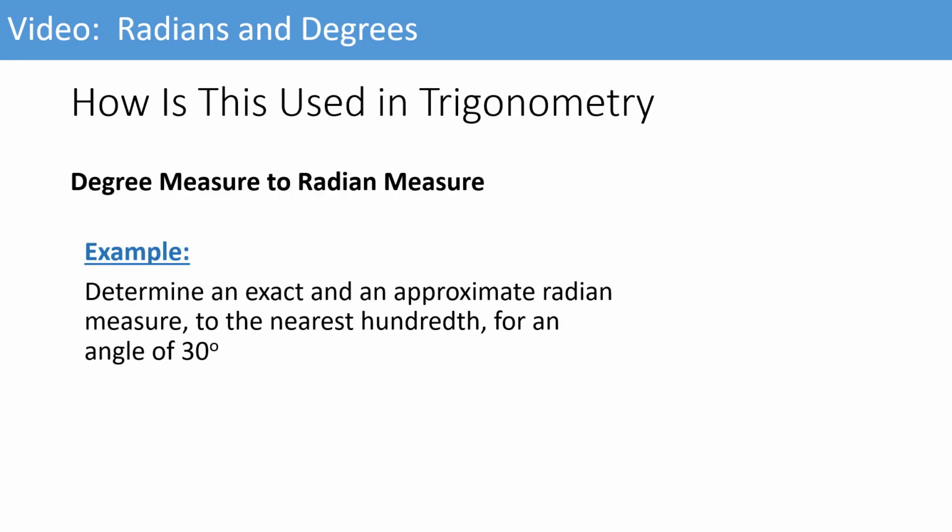Now, let's take a look at an example to see how we would use this. Determine an exact and an approximate radian measure to the nearest hundredth for an angle of 30 degrees. Where do I start?